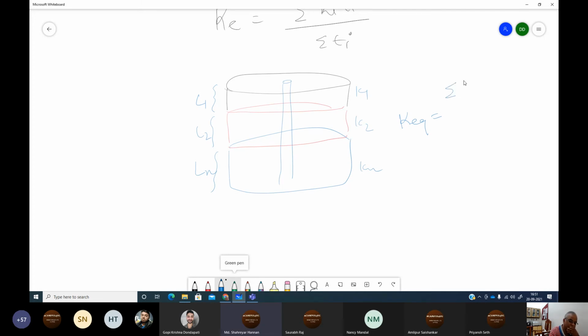Sir, K1 L1 plus K2 L2 plus K3 L3 upon L1 plus L2 plus L3. It is the same formula, okay. So these two are the same formula.